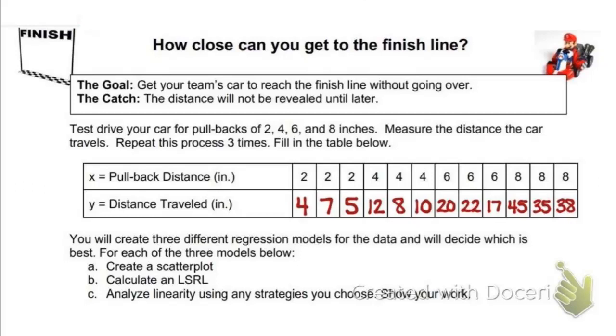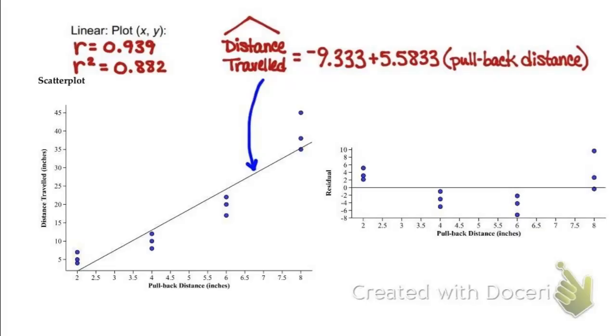We're going to talk about 3 different regression models here, and we're going to create scatter plots for those and calculate the least squares regression line. So for the first one, we're just going to do a linear plot. On my x-axis, I just have x. On the y-axis, I have y. Comes out looking like this.